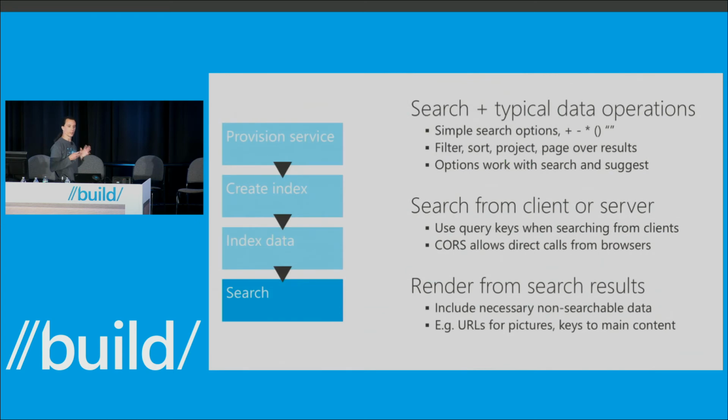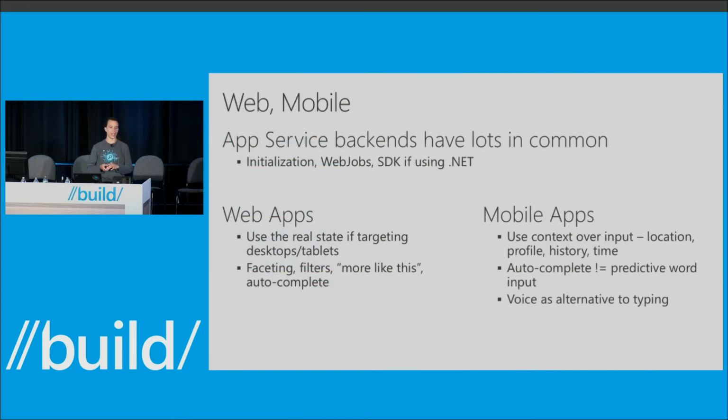All right. So at this point, we've got the basics of search in place. I want to highlight some specifics, though. There is a lot in common when you build web and mobile apps, especially if you're using App Service, because a lot of the backend is in common. You can use the same controller model. You can use web jobs. You can use the SDK if you're doing this in .NET, and so on. But there are some differences that you want to acknowledge if you're targeting one or the other. In web apps, you have a different amount of real estate, and you can depend on the user giving more input in general, because not only do you have more space, but input is easier to do. You have mouse, you have keyboard, and so on.